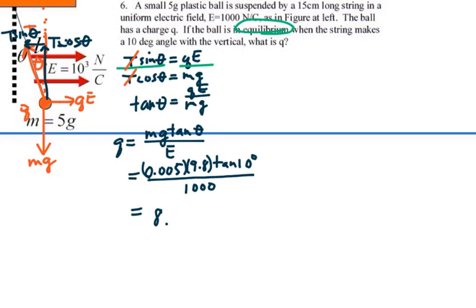8.64 times 10 to the minus 6 coulombs, or 8.64 microcoulombs. So that is the charge on this ball, because in equilibrium all the forces must cancel out to add up to a net force of 0. So the charge is 8.64 times 10 to the minus 6 coulombs.